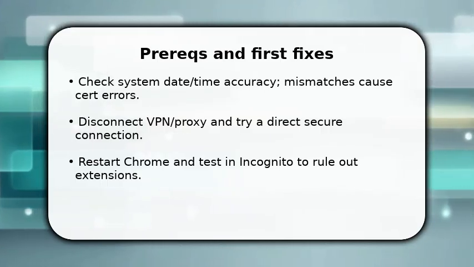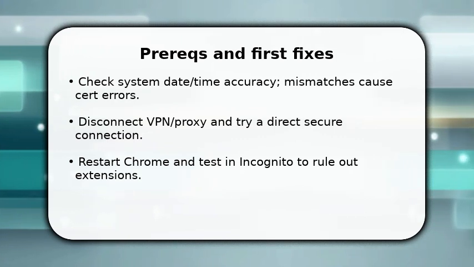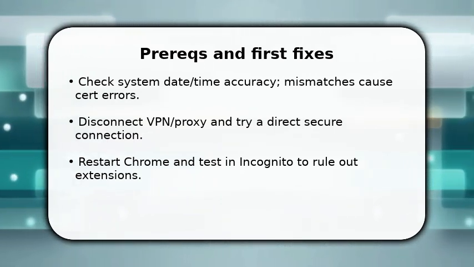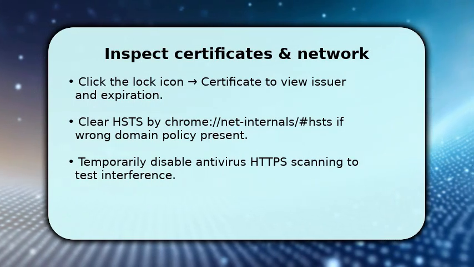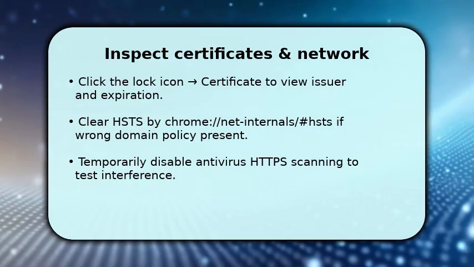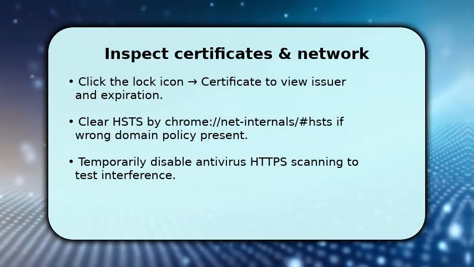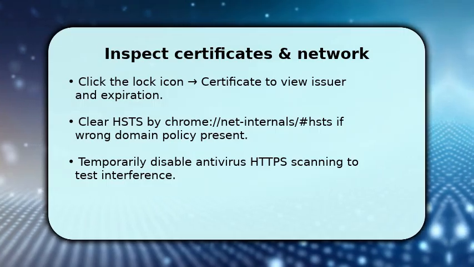These first steps eliminate common environmental causes, so you can move to certificate and network fixes. Now inspect the certificate chain. Click the padlock in the address bar and view the certificate details to see issuer, validity dates, and any name mismatches. If a corporate or malformed certificate appears, you'll know the cause.